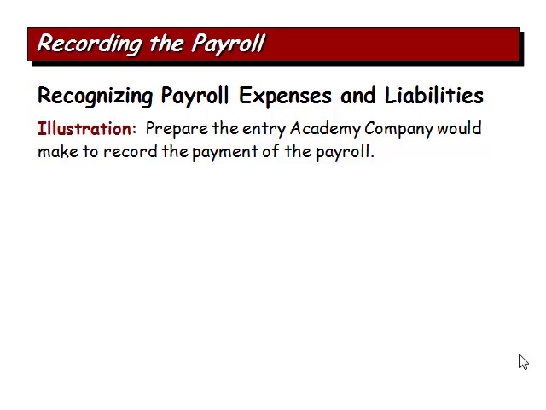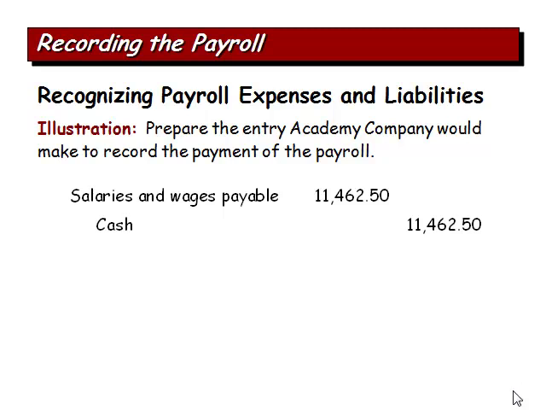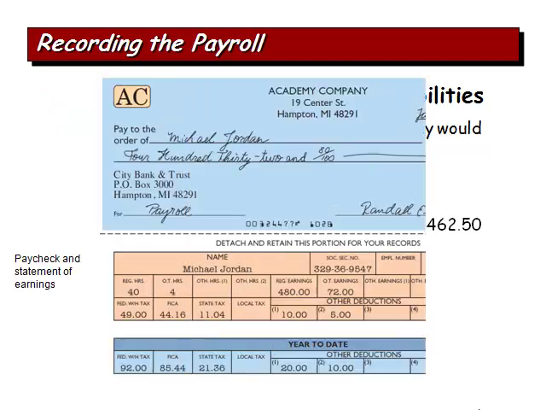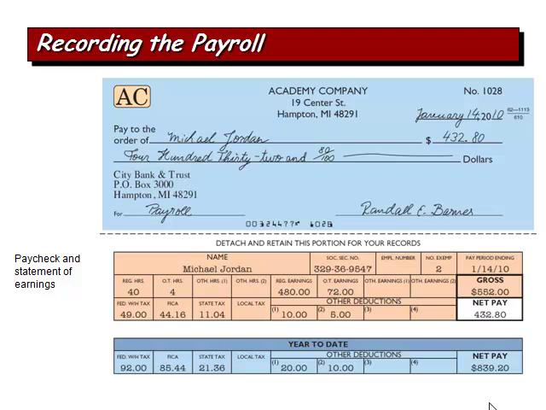Then when we actually record the payment of the payroll, we debit salaries and wages payable and credit cash for the amount. Example here of a paycheck and the statement of earnings that usually is attached to the paycheck.